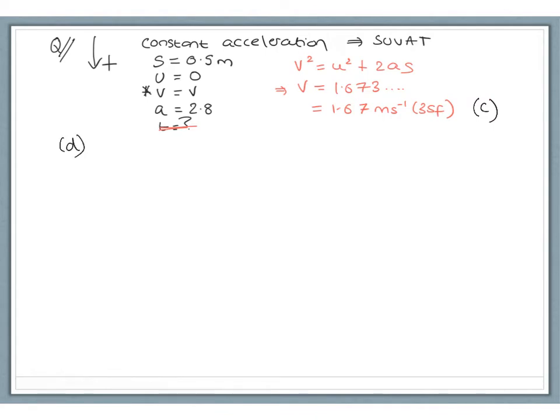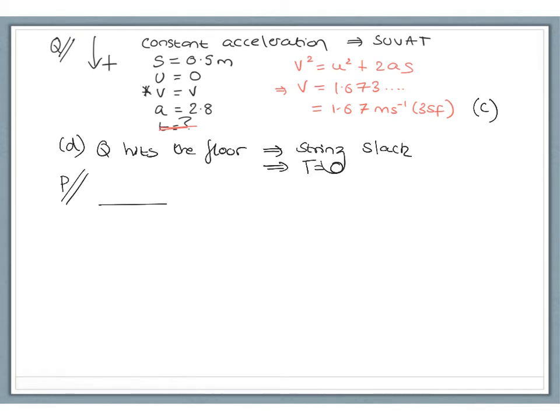Now, for part D, we need to calculate the distance P moves after Q hits the floor. Things change when Q hits the floor. When Q hits the floor, the string becomes slack, which tells us that there is no tension in the string anymore. T equals 0, it's no longer taut. If we look at P, it's still travelling along.